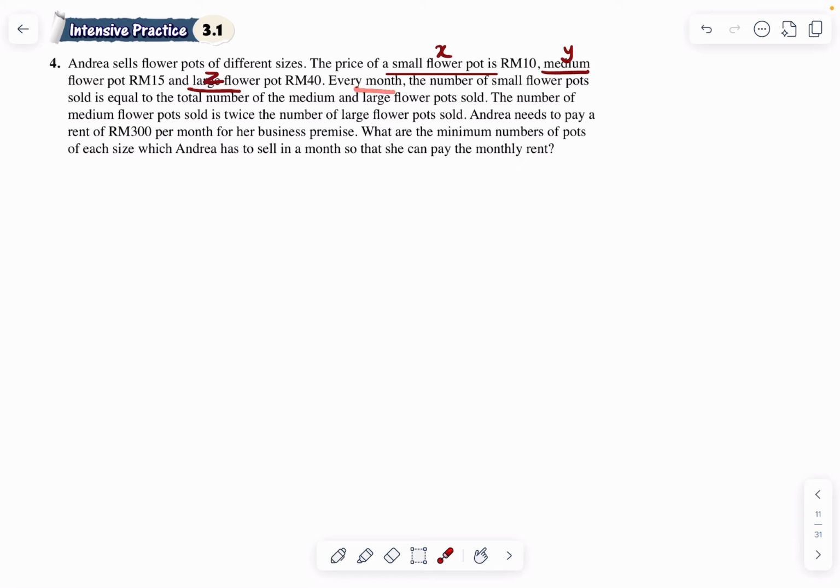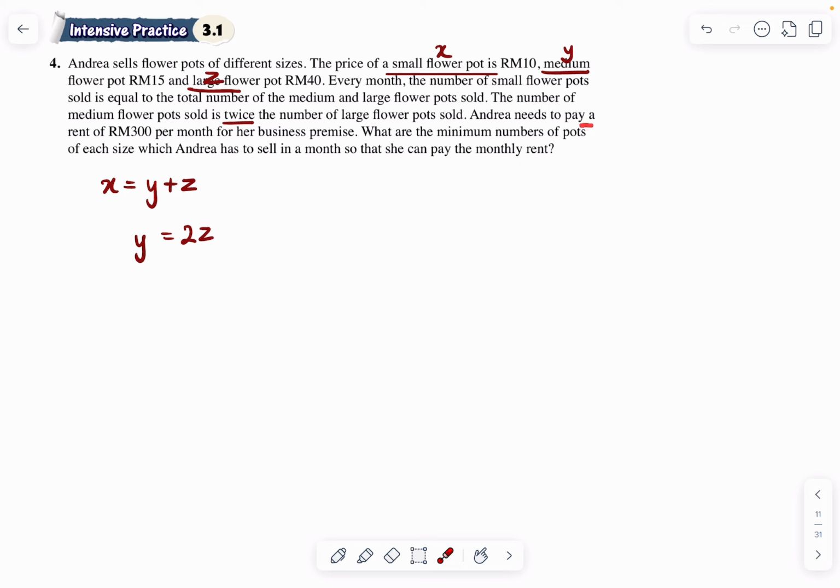Each month, the number of small flower pots sold is equal to the total number of medium and large flower pots sold. So small flower pots equals the sum of medium and large. You just have to convert the words: small flower pots equal to the total number of medium and large. Next, the number of medium flower pots sold is twice the number of large flower pots sold. So medium flower pots equals twice the large flower pots.